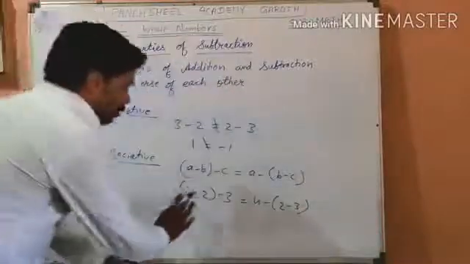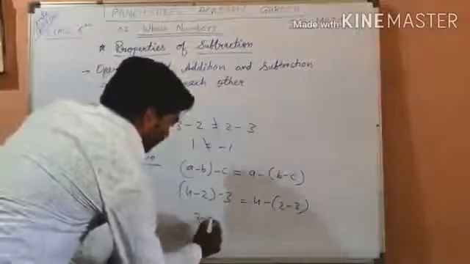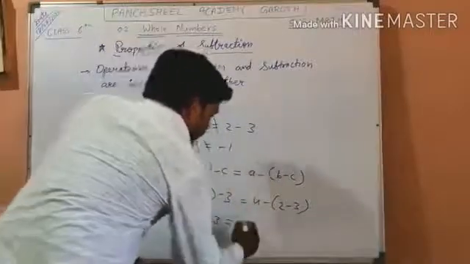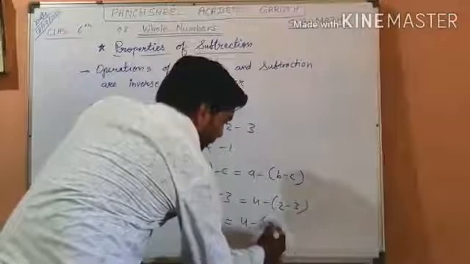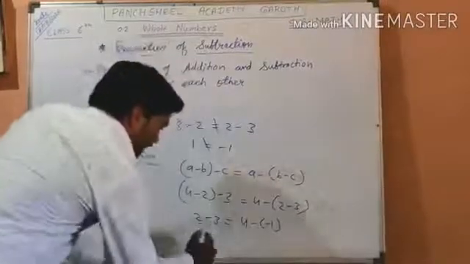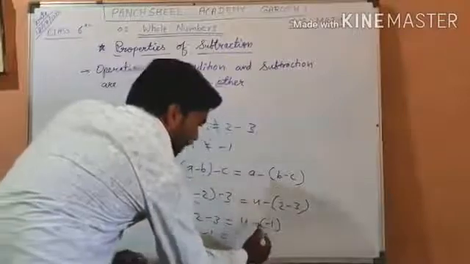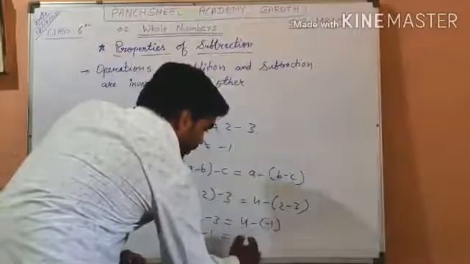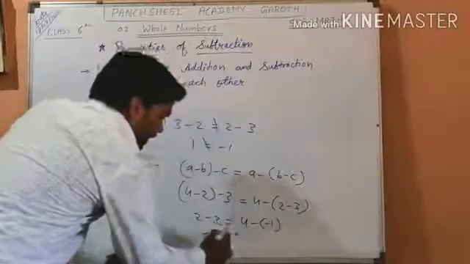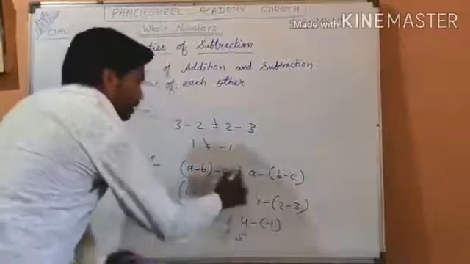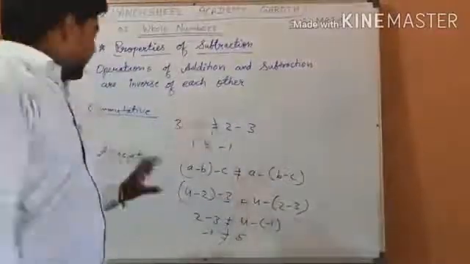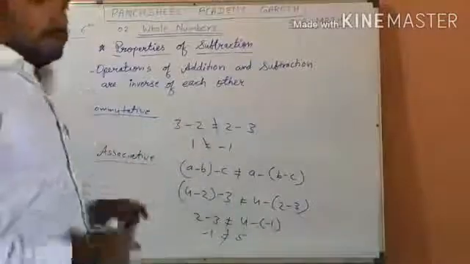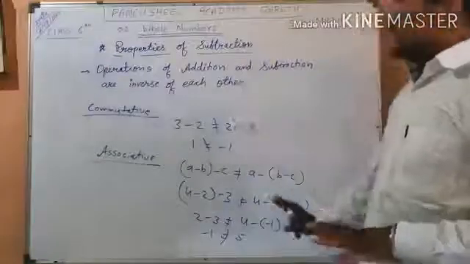Let's see. 4 minus 2 is 2, minus 3 is minus 1. On the other side, 2 minus 3 is minus 1, so 4 minus minus 1 becomes plus, so 4 plus 1 is 5. Is it correct? No, it does not hold. Means subtraction doesn't hold the associative, commutative and closure properties. Okay. Get it? So we just understood these things.